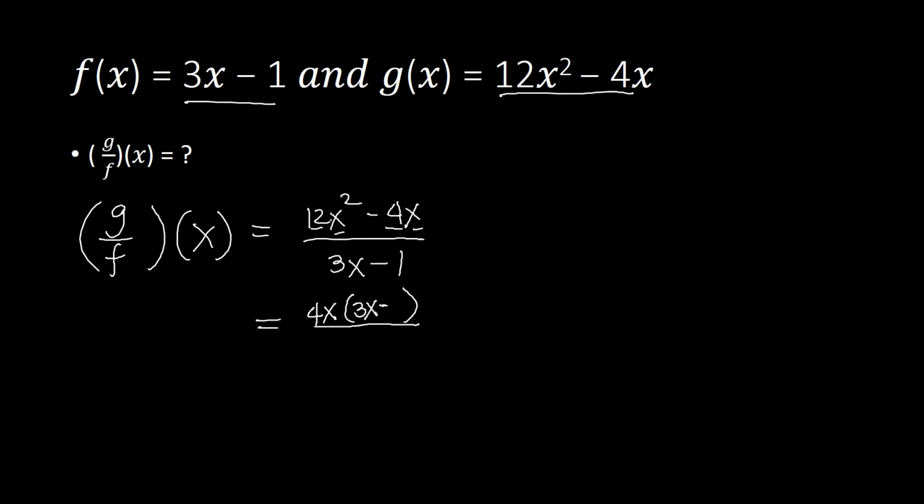Then we have a minus. 4 divided by 4, that's 1. X divided by x, that's 1 as well. So we have 1 here. And at the bottom part, we've got 3x minus 1.